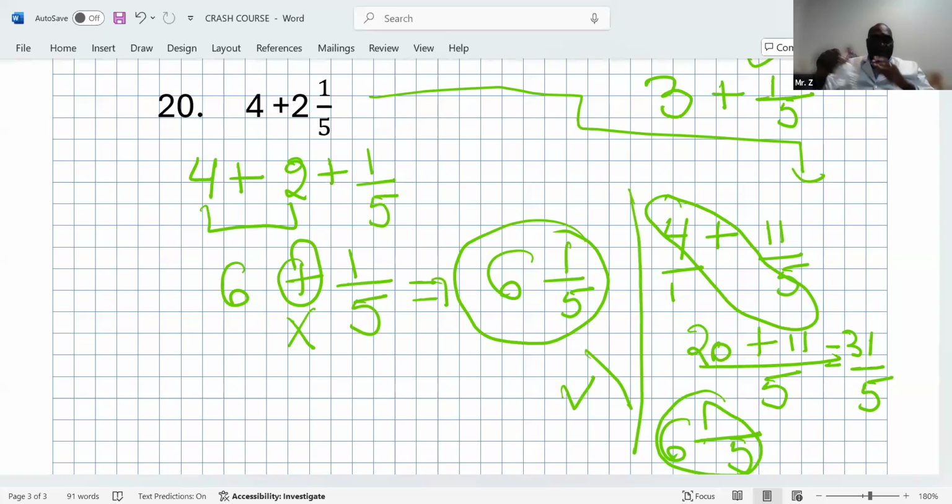In this crash course, we learn which one is a proper fraction, which one is an improper fraction. We learn which one is a mixed number. We learn how to convert from a mixed number to an improper fraction, how to convert an improper fraction to a mixed number, how to simplify. We learn how to add simple fractions, how to add improper fractions, how to add mixed numbers.